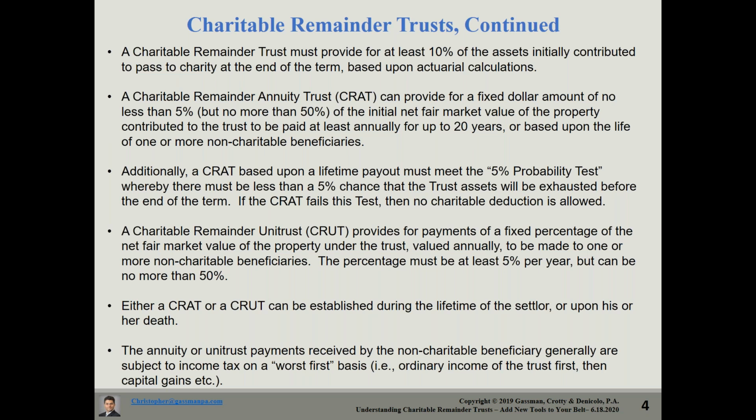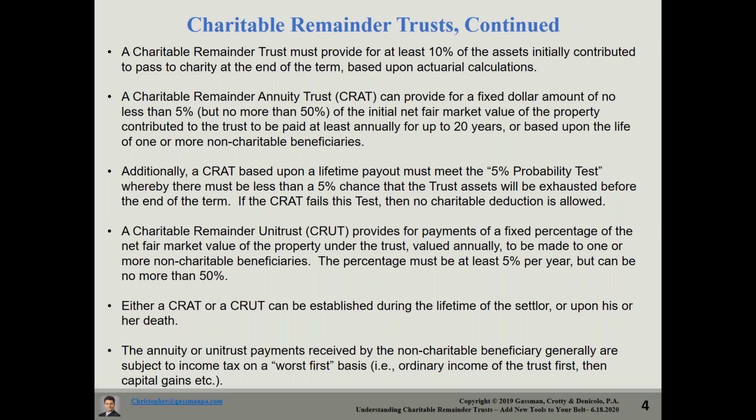An annuity trust, a CRAT, specifies a fixed dollar amount which defines the payments that go to the non-charitable beneficiaries. This fixed dollar amount must be at least 5% on an annual basis of the initial fair market value of the property, but can't be more than 50%.